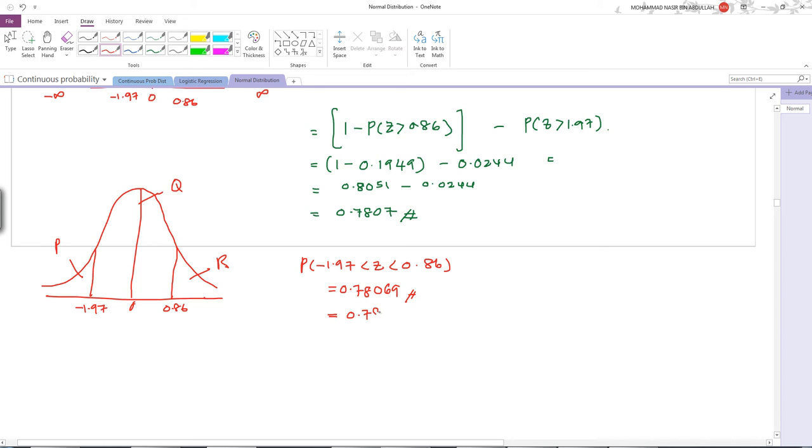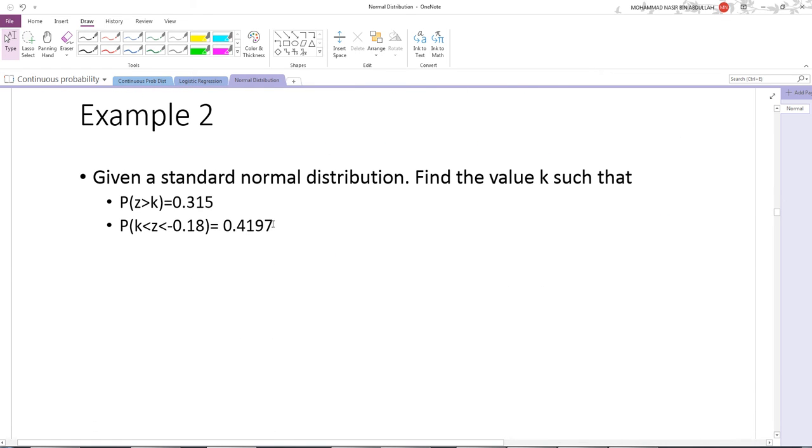So 0.7807, the same thing, right? So how are we going to do that? You go Q negative 1.97 plus Q 0.86. Then you will get the answer. This is just to confirm our calculation, right? By using the calculator. Now let's look at example number 2.